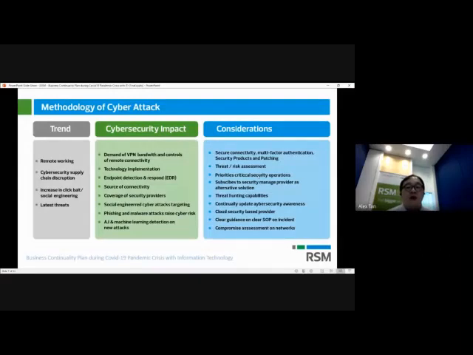Of course, you might have threat hunting capabilities, continuous updates of cybersecurity awareness, a cloud security based provider, and clear guidance. The organization must also set up SOPs for all the incidents that happen, and also SOPs for all the users when they are accessing the company's information.